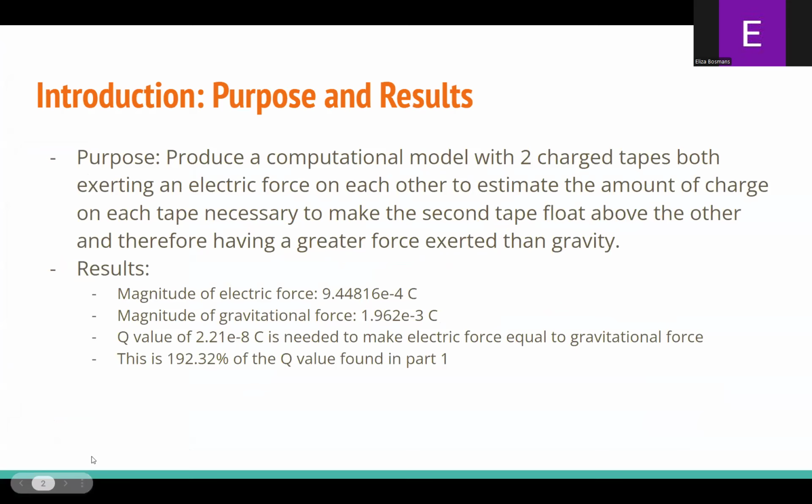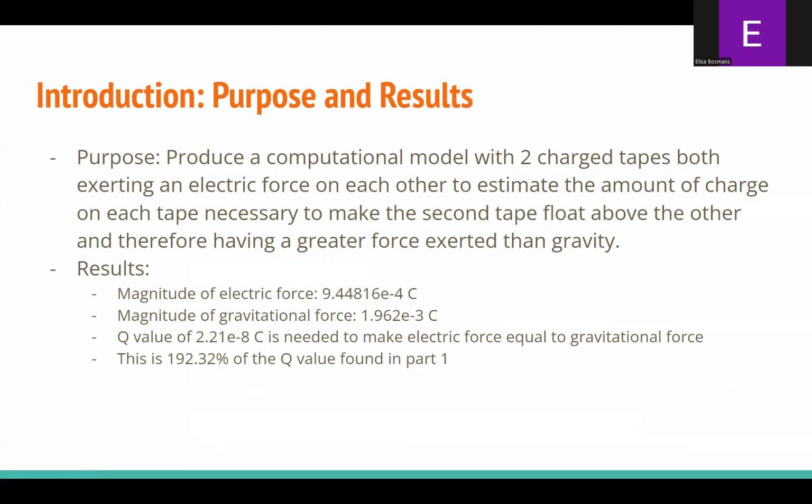The purpose of this lab was to produce a computational model with 2 charged tapes, both exerting an electric force on each other, to estimate the amount of charge on each tape necessary to make the second tape float above the other, and therefore having not greater but equal force exerted to gravity.